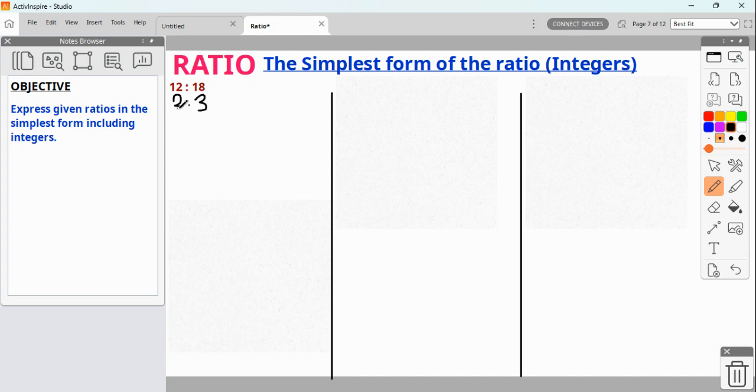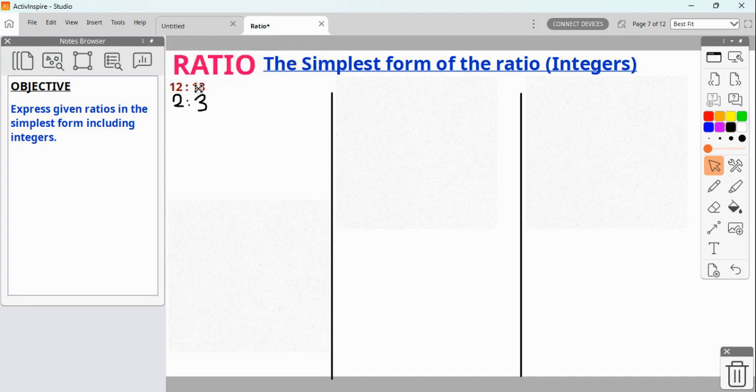If we check it again, 2 and 3 are not both divisible by the same number. So this is the answer. The simplest form of 12 ratio 18 is 2 is to 3, or 2 ratio 3. We have solved it directly by the highest common factor, that is 6.